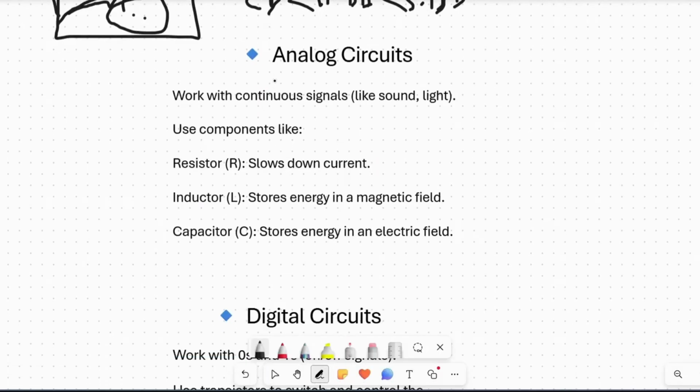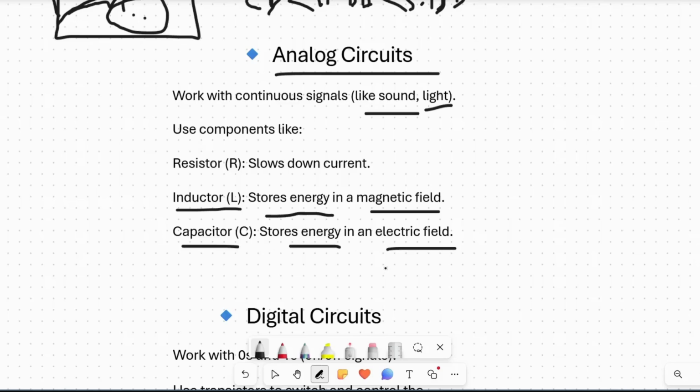Let's talk about analog circuits. They work with continuous signals like sound and light. They use components like a resistor, which slows down current, an inductor, which stores energy in a magnetic field, and a capacitor, which stores energy in an electric field. An analog signal is just like this. It's a continuous signal.